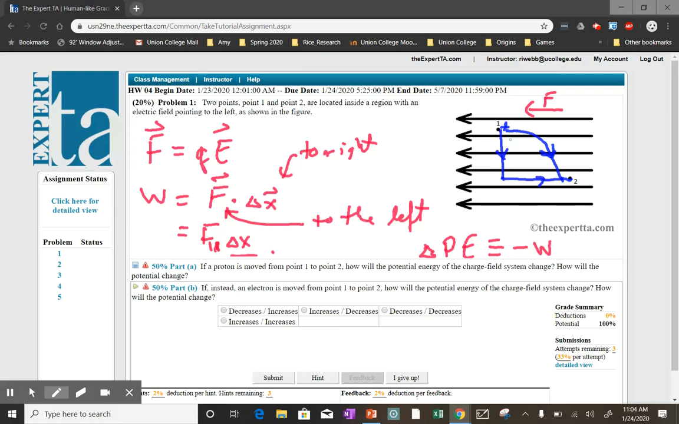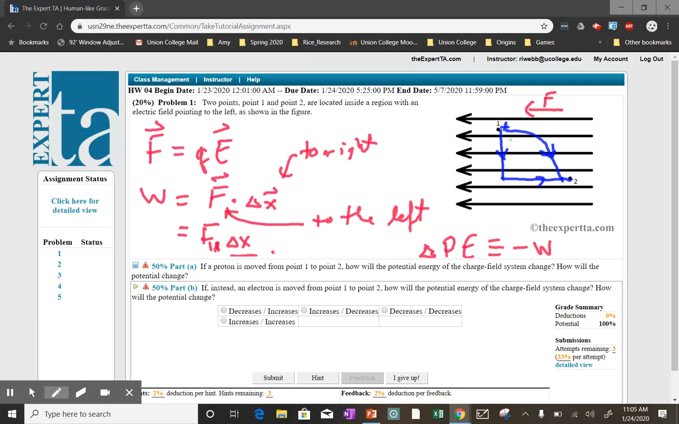So if you're doing a calculation, which path do you choose? The one that has 0 on one leg and is parallel on the other. That's the easy way of doing it. So our answer for the first one, if the proton is moved from point 1 to point 2, is that the potential energy of the system goes up, because the field did negative work, so you had to do positive work to move against the field. You added energy to go against the field.